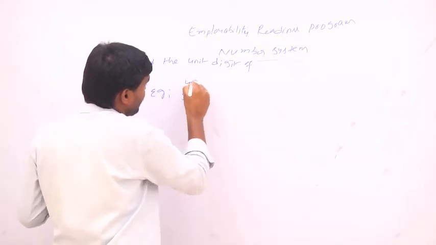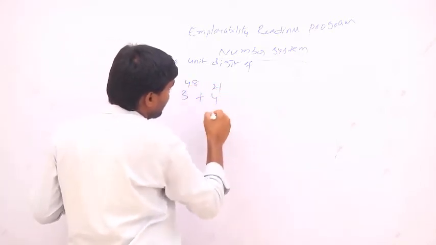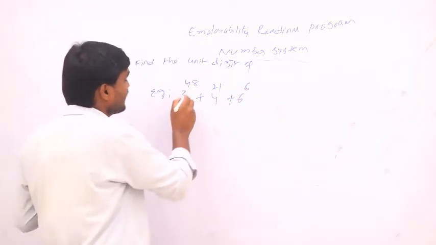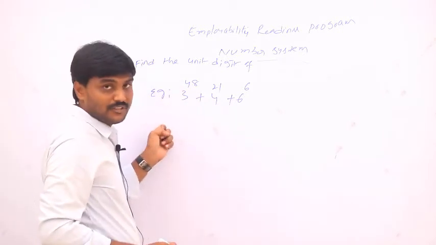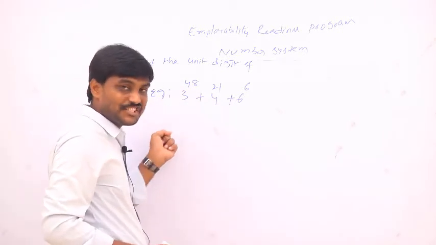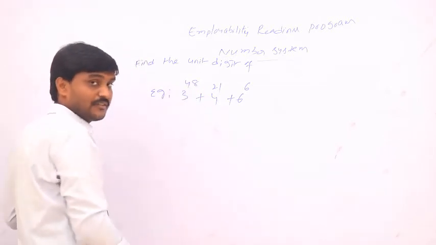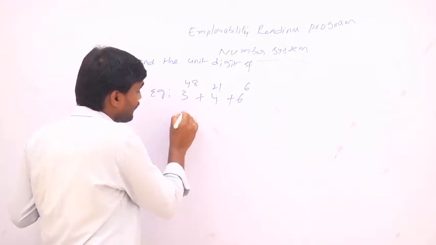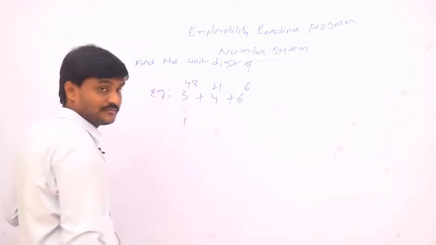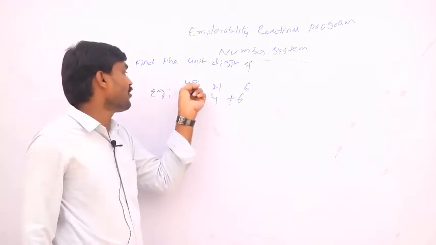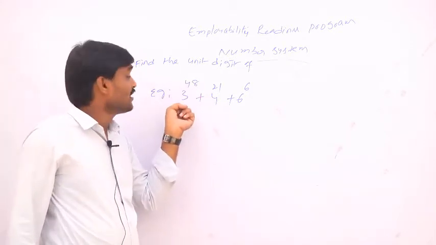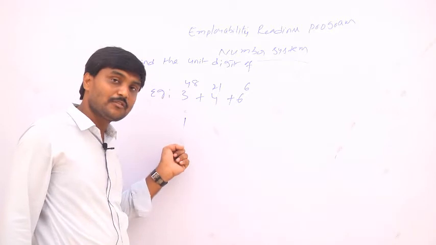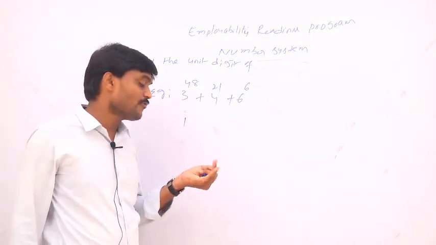Example: 3 power 48 plus 4 power 21 plus 6 power 6. For 3 power 48, 48 is divisible by 4 and the remainder is 0, so you can take 3 power 0, which means 3 power 4. What I am saying is, 48 should be divisible by 4 with remainder 0. The possible remainders are 0, 1, 2, 3.